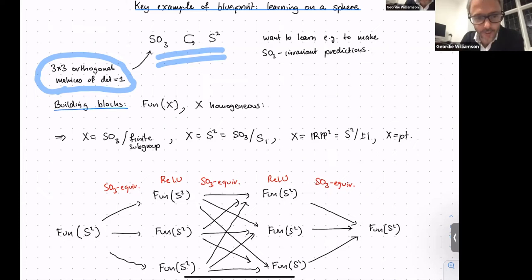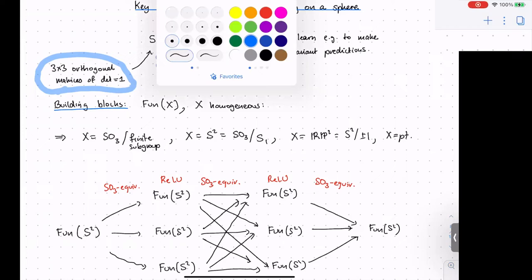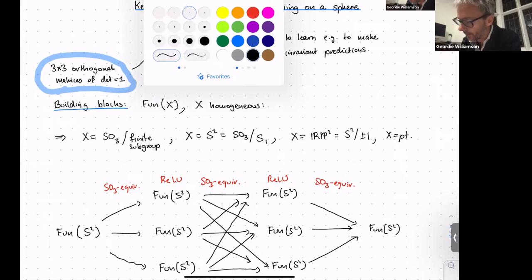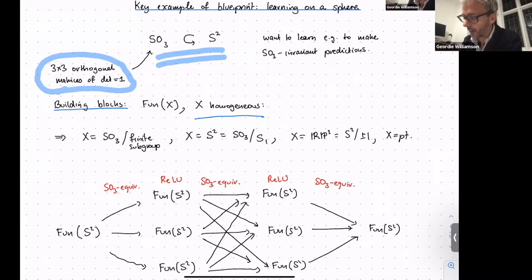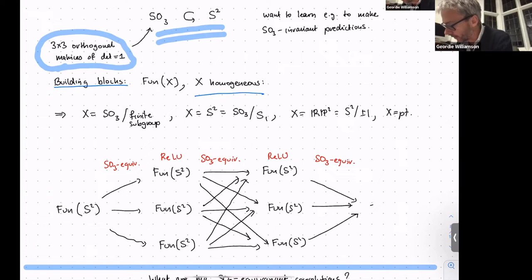Now, what are the homogeneous spaces for SO3? That means the transitive sets on which SO3 acts. There's SO3 mod a finite subgroup, which I'm basically going to ignore, including SO3 itself. There's S2 and there's RP1. Here I don't have many choices, so I'm just going to take functions on S2 the whole time. And perhaps here I could replace this with functions on a point, if the prediction that I want to make is actually invariant.